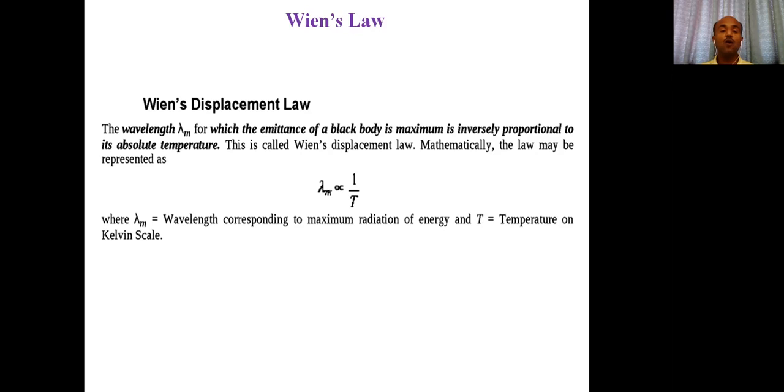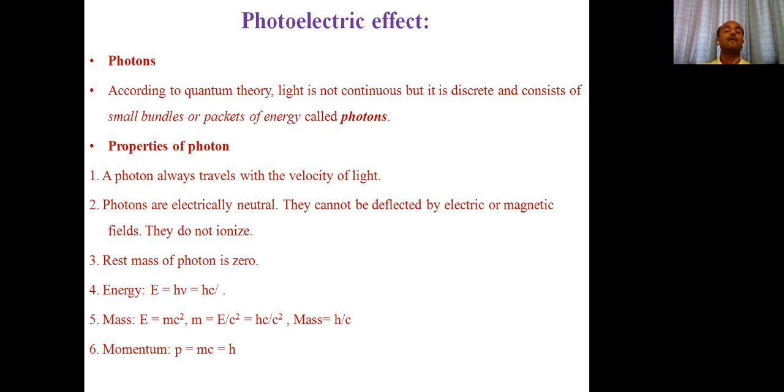Mathematically, the law may be represented as lambda m is directly proportional to 1 upon T, where lambda m is equal to the wavelength corresponding to maximum radiation of energy and T is equal to the temperature on the Kelvin scale. These are the observations of black body radiation. Another phenomenon is called the photoelectric effect.